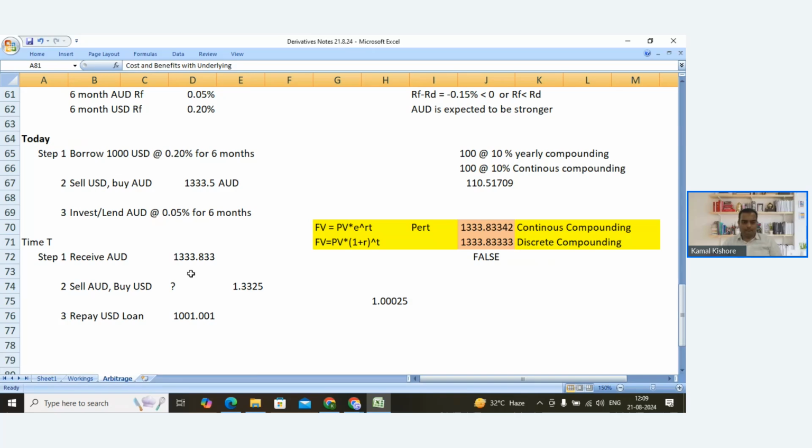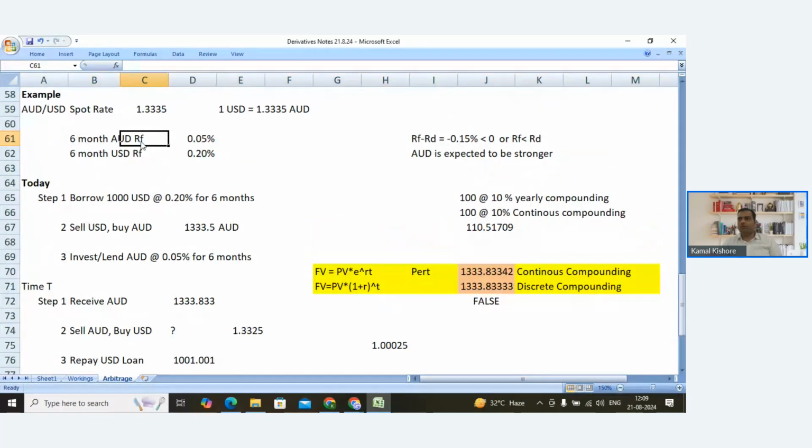What is RF? Risk-free rate. RF, RD. Basically, RS is the risk-free rate. Here, RF means foreign currency. RD means domestic currency. USD. Yes, same only answer.